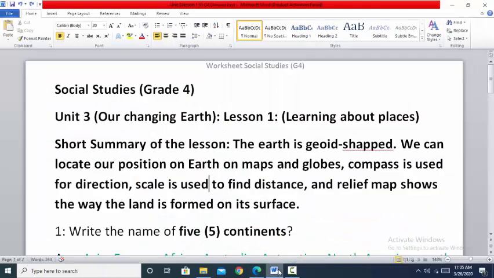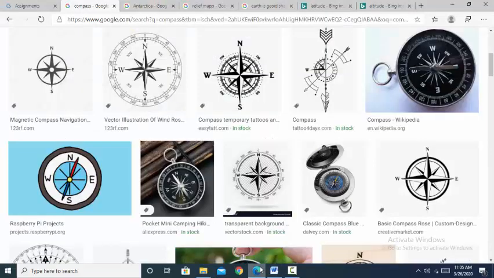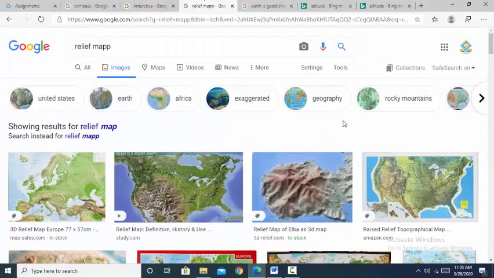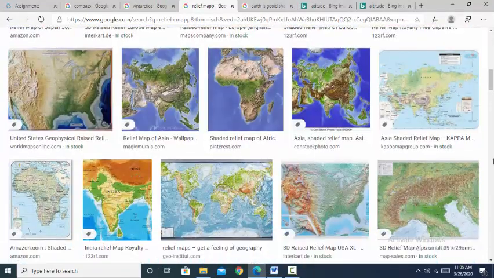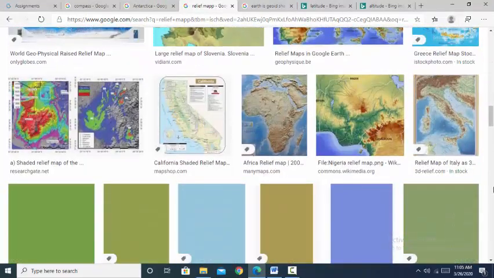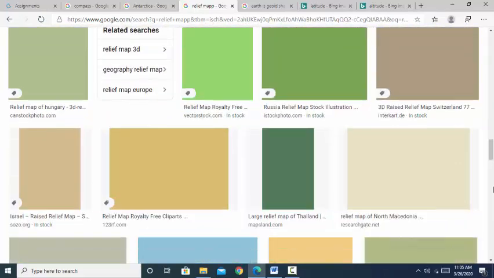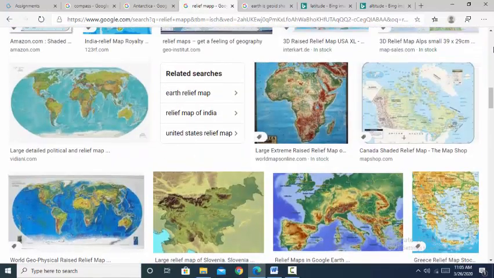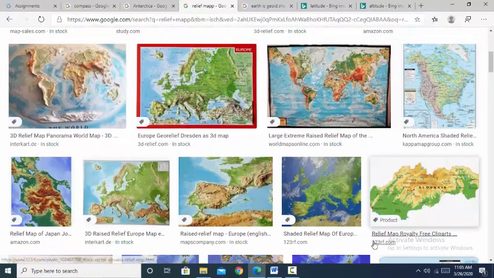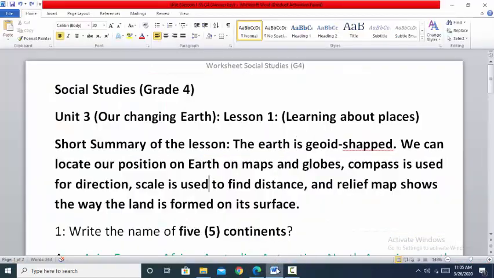Also, scale is used to find distance. If you want to find distance, you need to use the scale. In addition to the relief map, which shows the way the land is formed on its surface, and this is what's meant by the relief map. This one is called the relief map. So this is the map which is named by relief.